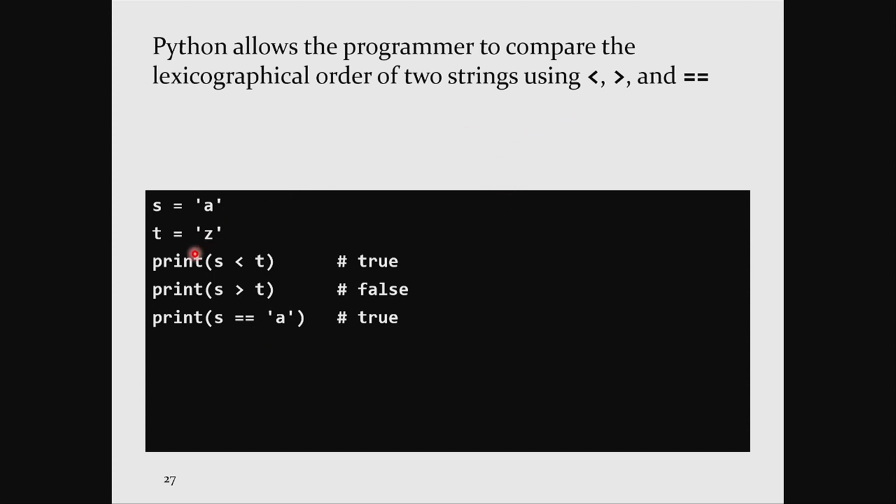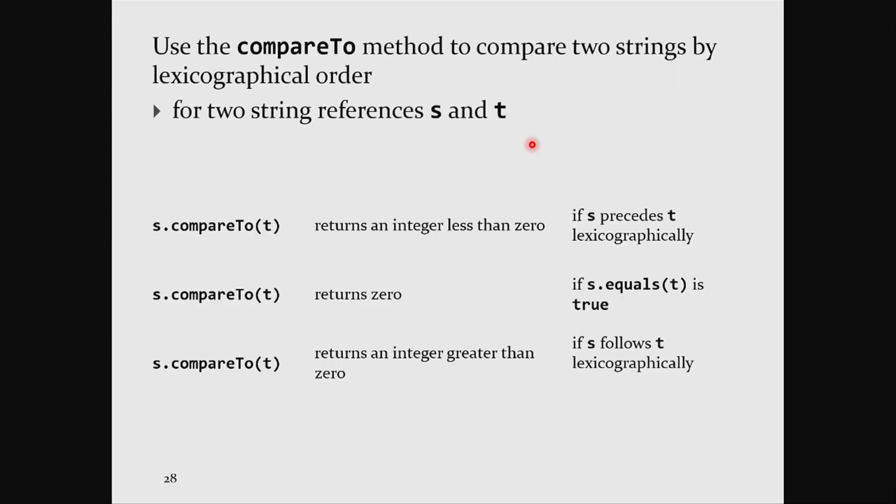So less than means: does the string S come before T in the dictionary? In other words, it compares what's called their lexicographical order. So does A come before Z? Yes, the answer is true. Greater than is: does S come after T? So obviously it's false. Equals equals is the same as dot equals in Java. So is A equal to A? The answer is yes. Java does not let you do that. Java did not overload the comparison operators.